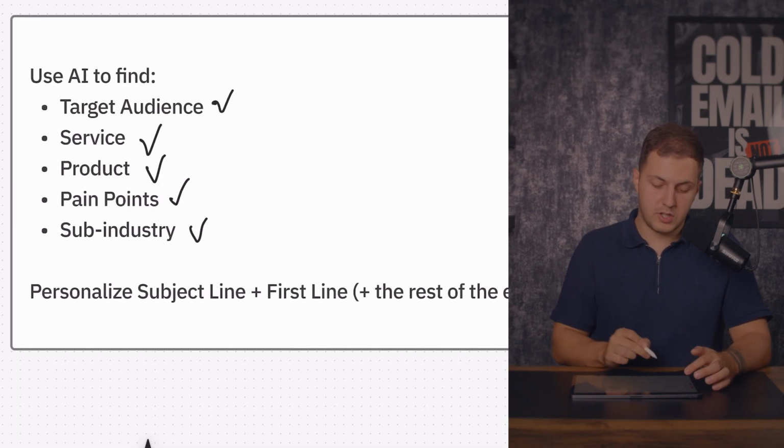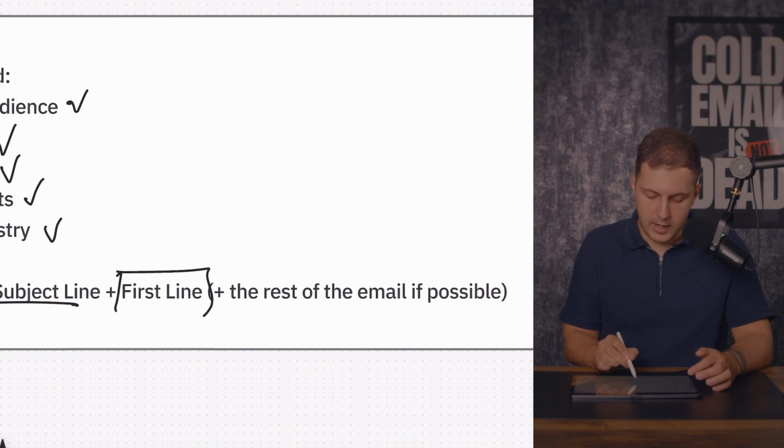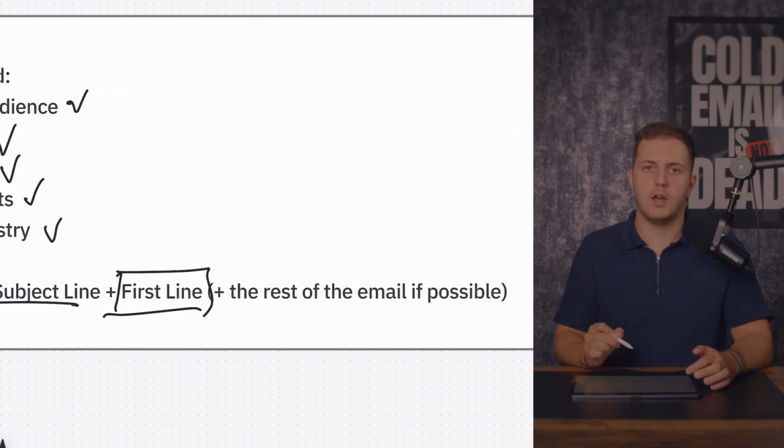And what we want to do is we want to make sure to personalize subject line plus the first line. This is absolutely critical. And if possible, we want to personalize the rest of the email as well. These first two will make sure that people actually open up your email, and the rest is like a bonus to make sure that they actually convert. Again, there are plenty of tools online that can do this, like Clay and so on, but those are usually very, very expensive, so that's why we built our own system around that.